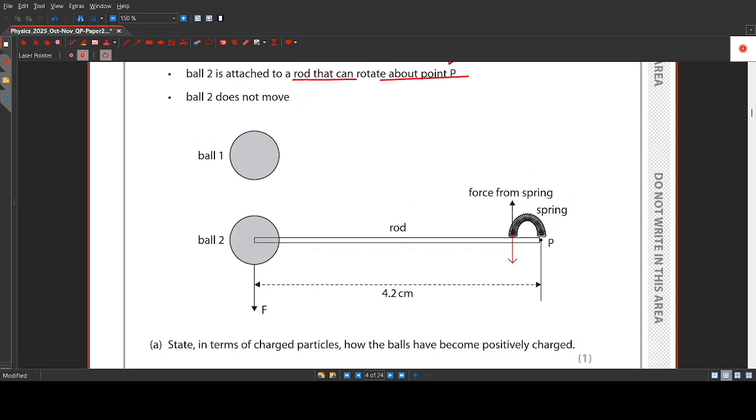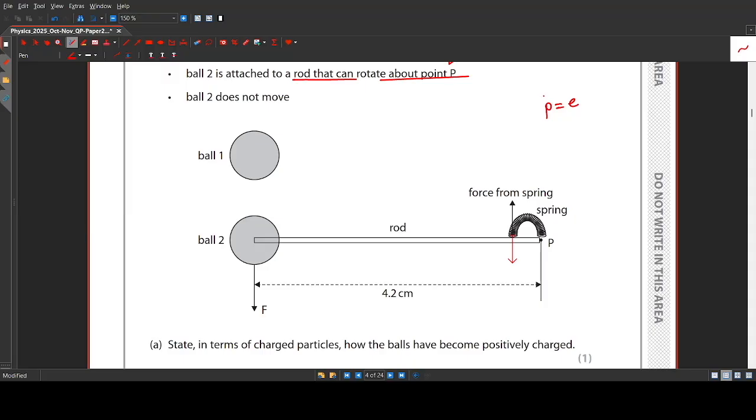Now the first question asks, state in terms of charged particles how the balls have become positively charged. Any object is neutral because it has an equal number of protons and electrons. We know that protons are positively charged and electrons are negatively charged. When there are equal numbers of protons and electrons, we have equal positive and negative charges, and hence objects are neutral.